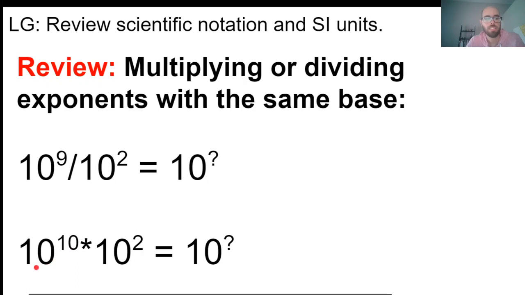So in this case, let's try these. 10 to the 9 divided by 10 to the second power would be 9 minus 2 is 7. It would be 10 to the power of 7. You go ahead and try this one. 10 to the power of 10 times 10 to the power of 2. Remember, they're multiplying, so we're going to add the exponents. Give it a try. Pause the video now.